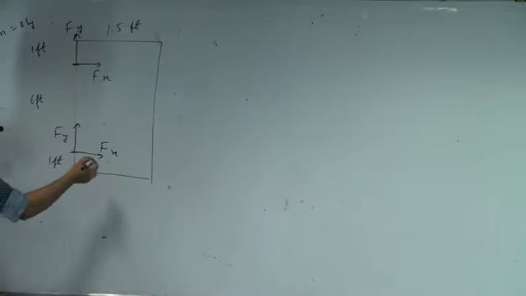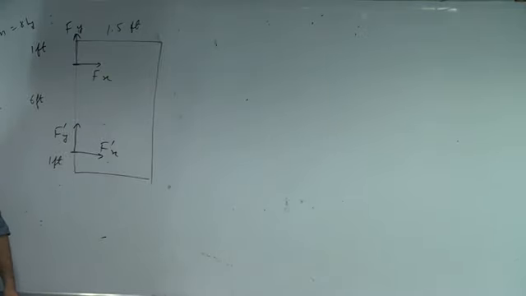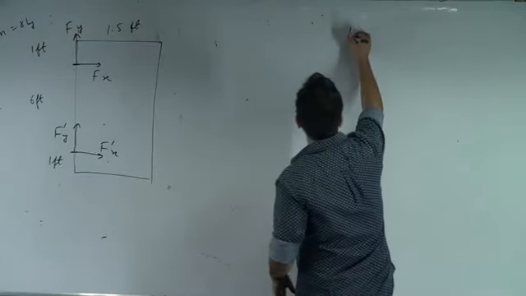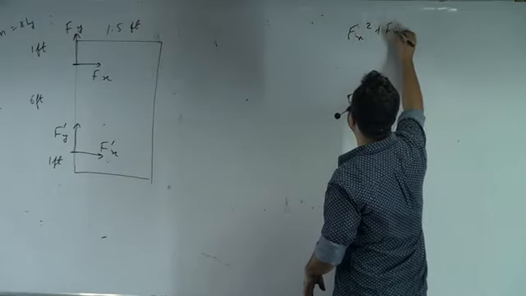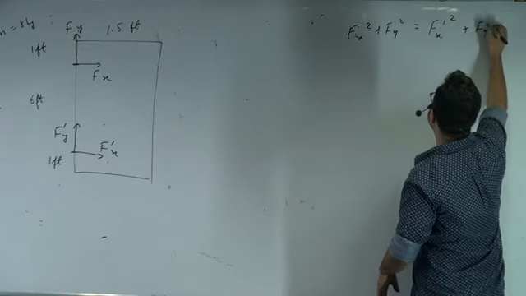So the magnitude of the force is the same. It's not given that the components are also the same. So if the magnitudes are the same, at best what we can say is fx square plus fy square will be equal to fx prime square plus fy prime square.